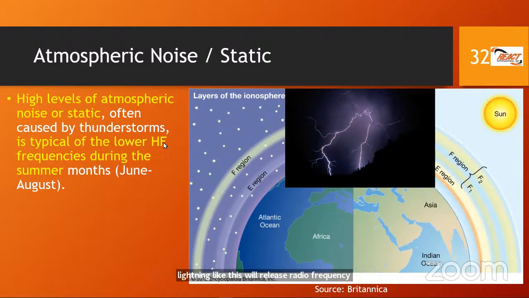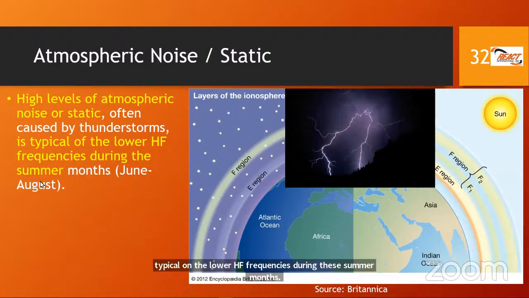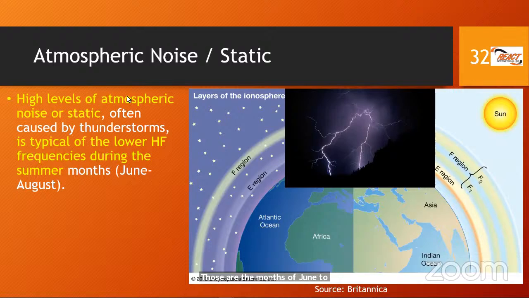And it's typical on the lower HF frequencies during the summer months. Those are the months of June to August in the northern hemisphere, right? So this is an exam question.